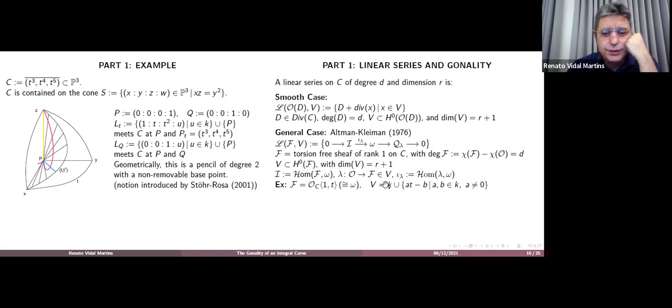I will just say how this works in our example. In our example, we have a g^1_2 there, and then the sheaf F is O_1(T). The sheaf O_1(T) is the one which computes the gonality, and it's isomorphic to ω, the dualizing sheaf, but it's a special case.